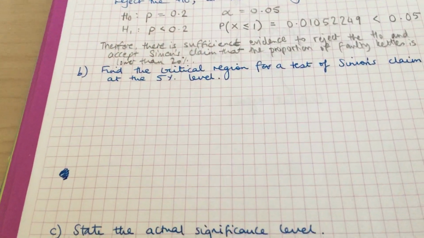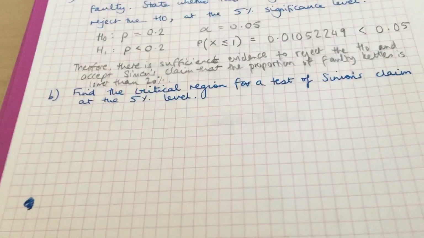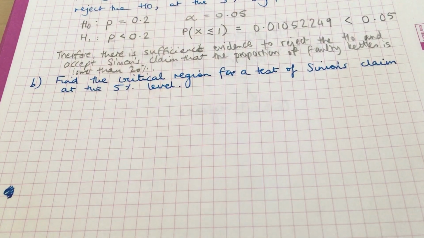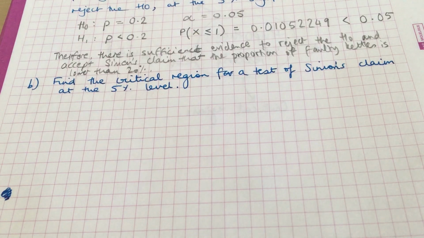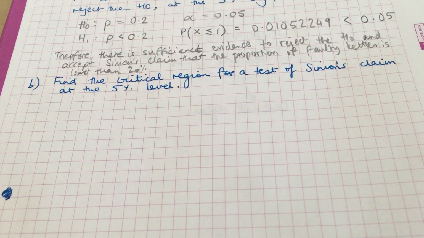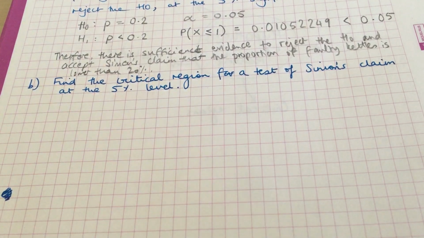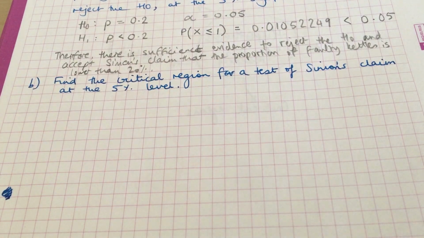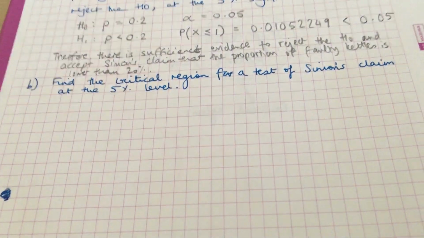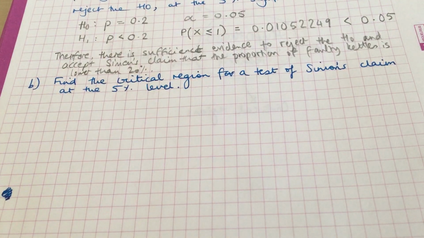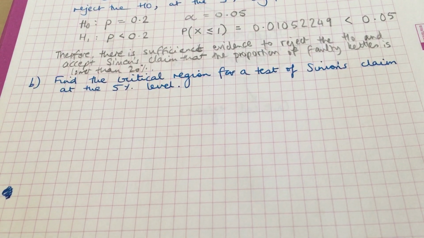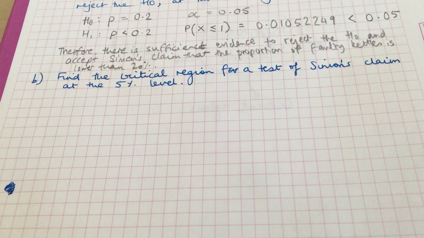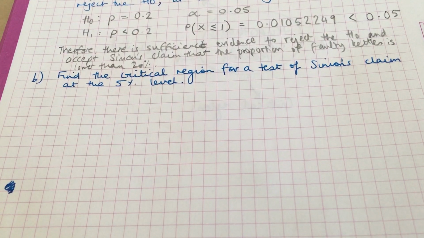So we could then answer all the questions after this one to do with critical region, just depending on the critical region, because we can then say, this number of faulty kettles is in the rejection region, this number of faulty kettles is within the acceptance region, and your conclusions become really easy to follow. So the critical region method is quite a nice one to do if you want to answer multiple questions consecutively after that. So let's find the critical region for a test of Simon's claim at the 5% level.